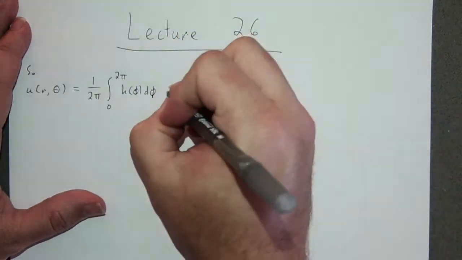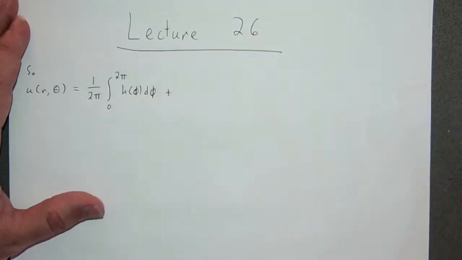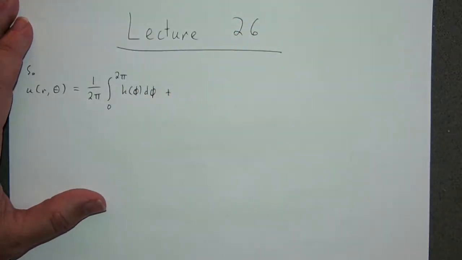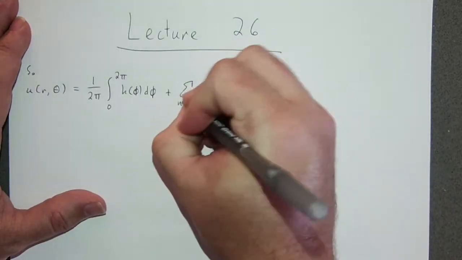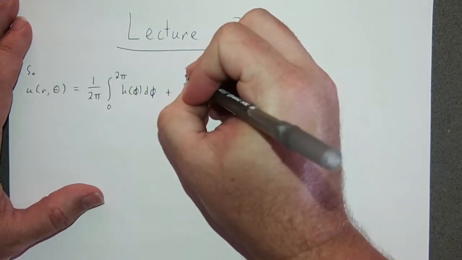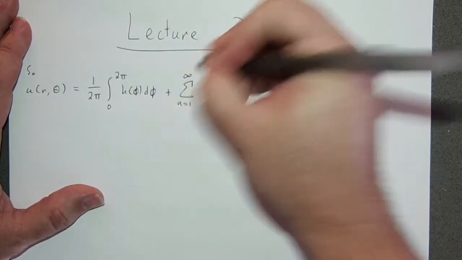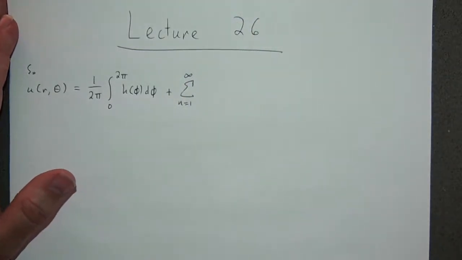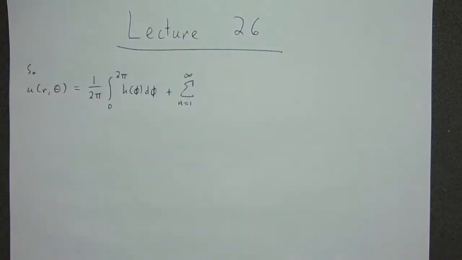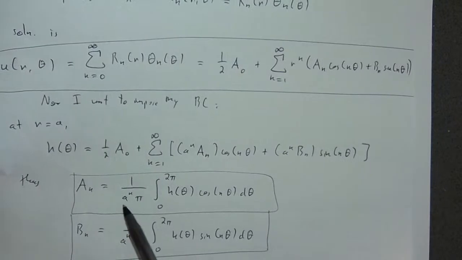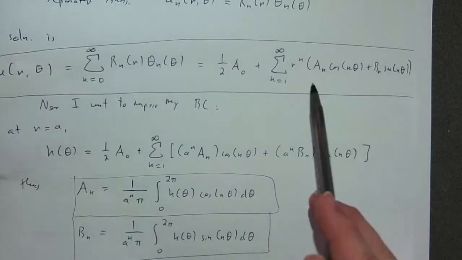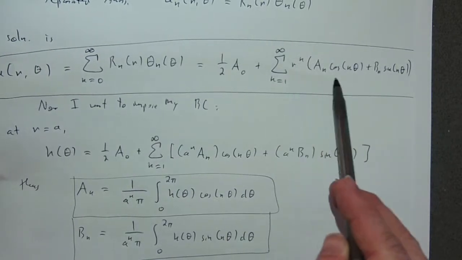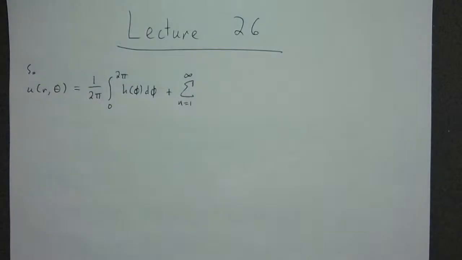Okay, plus, so we'll use a dummy variable phi here, since we need to make this make sense, plus the sum from n equals 1 to infinity of r to the n over pi a to the n. I can factor this out here, right? So I have these a to the n's floating around in these coefficients, but I have this r to the n here. So I can combine those.